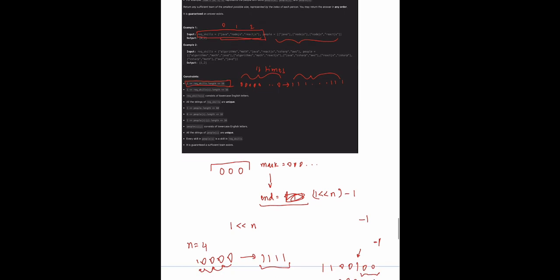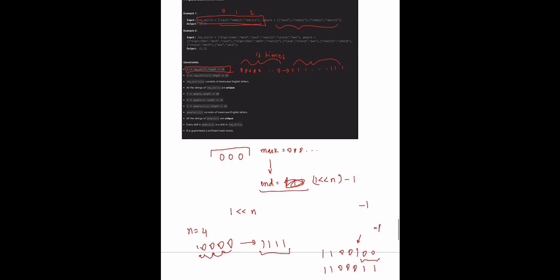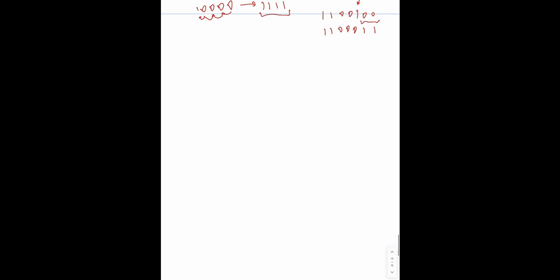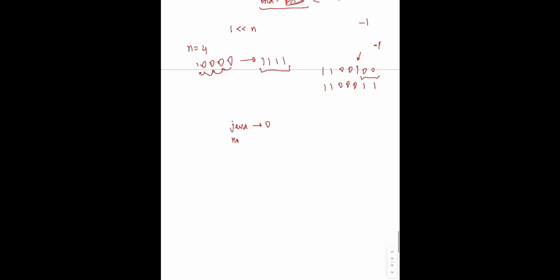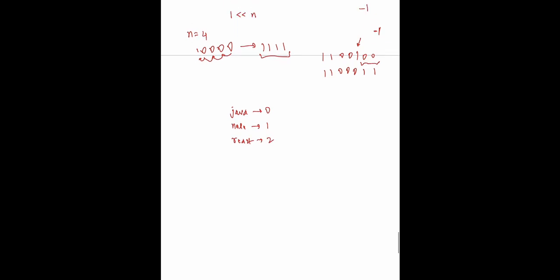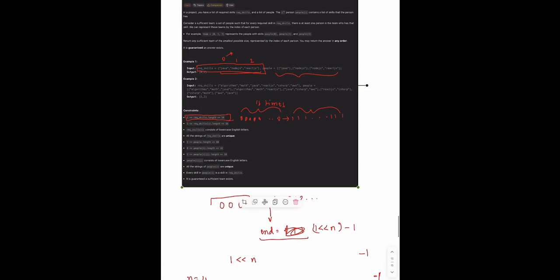Now, what we'll do is, instead of dealing with strings here, as I said, I'll deal with positions, right? So Java would denote position 0, Node.js would represent position 1, then React as position 2, right?